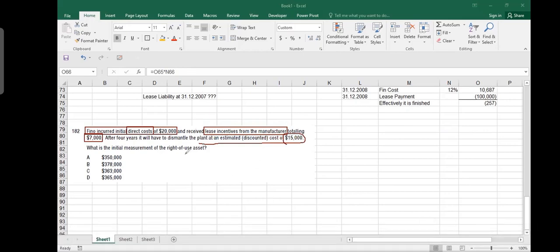Did I put up the question completely from the book? Because where is the value of the asset? This is what I'm spending extra. So 20,000 will be added, 7 will be subtracted, and this 15 will be added. But added to what? Let me go back to the book. Did I pick up the question from the book correctly?